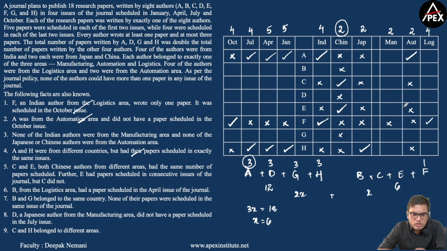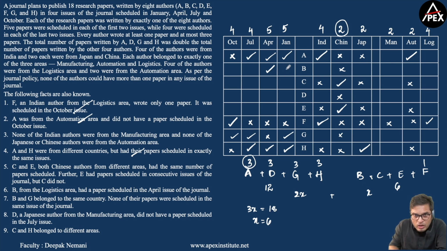Now B from logistics area had a paper scheduled in April issue of the journal. B and G belong to the same country. None of their papers were scheduled in same issue of the journal. So since B had his paper scheduled in the month of April, G did not have his paper scheduled in the month of April. So G had written 3 papers and these papers were scheduled to publish in the months of October, July and Jan.